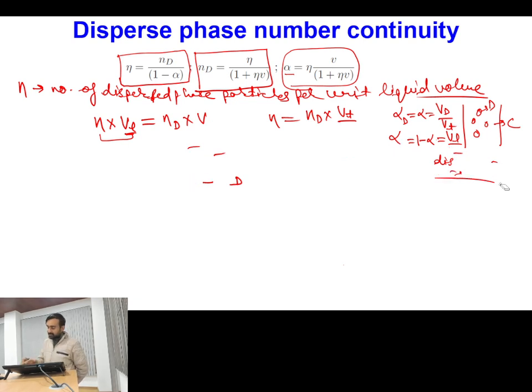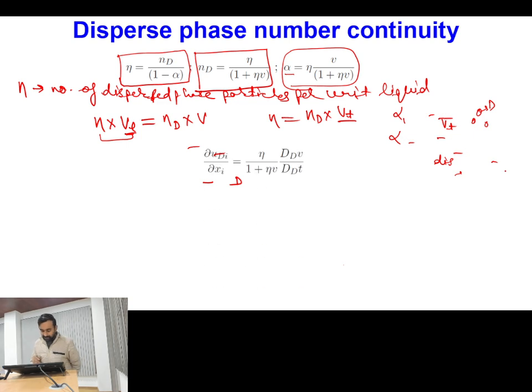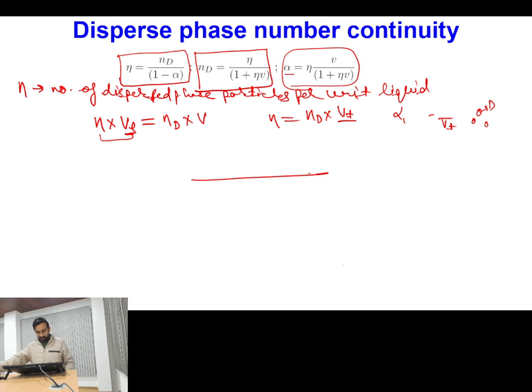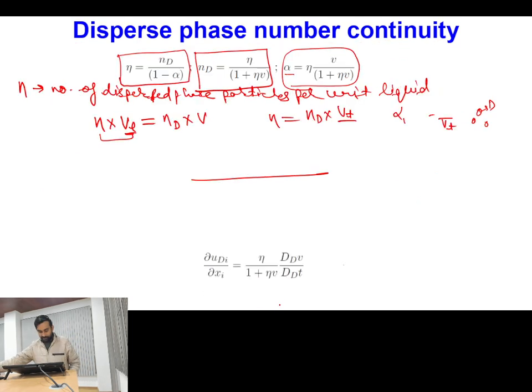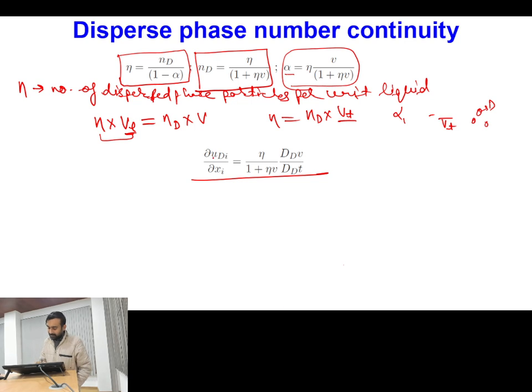Okay, using these definitions now, if we move further, in the previous equation, this is the equation. In this equation I can write it like this: del u d i by del x i equal to eta by 1 plus eta v into d by dt of the volume of each individual particle. So how it is coming, let me show you.